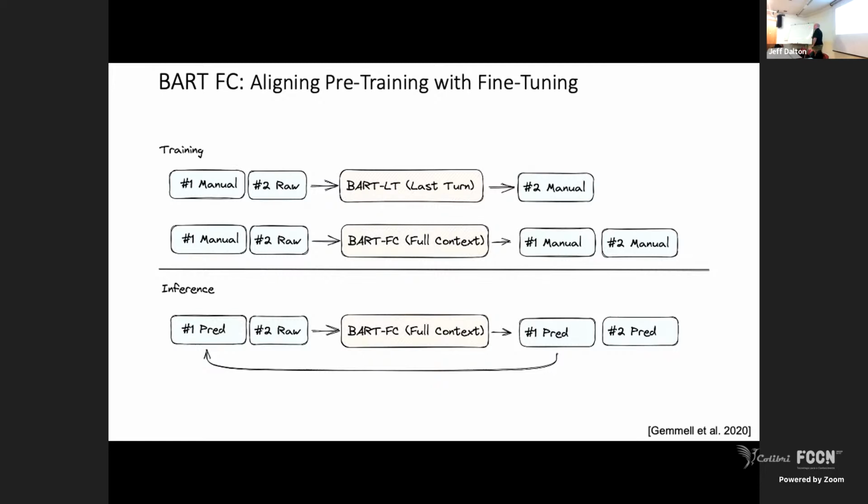There's a lot more detail. Oh yeah, sorry, question. So what is the way for feeding the first query? Yes. And then you are doing the manual second, and the third. Raw. Yeah.